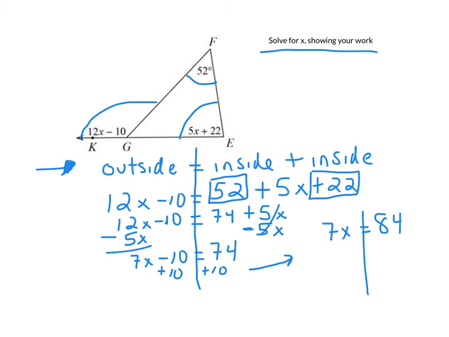Our last step is to get rid of the 7, and the 7 is multiplying right now, so to undo the multiplication, we divide. The 7s will cancel out, and 84 divided by 7 is 12. So that completed our task. We solved for x, we showed our work.